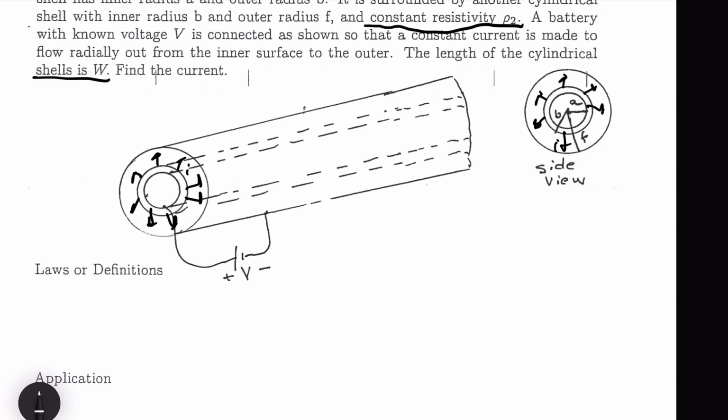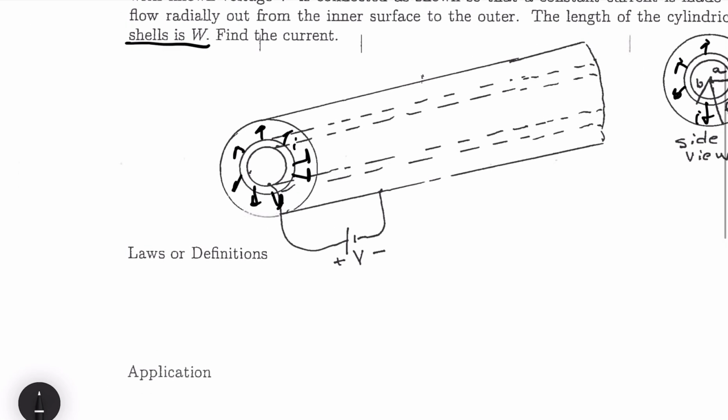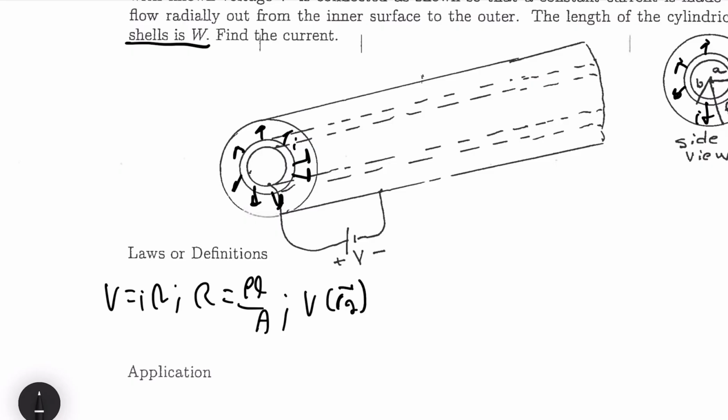We're asked to find the current. So there's two ways to do this problem, and I'll show both right now. But typically we're going to use Ohm's law, which is V equals IR. Resistance is rho L over A, and if we do it the other way, we will get the difference in the potential. So V of R2 minus V of R1 is equal to the negative integral from R1 to R2 of E dot dr. And I'll show both ways.